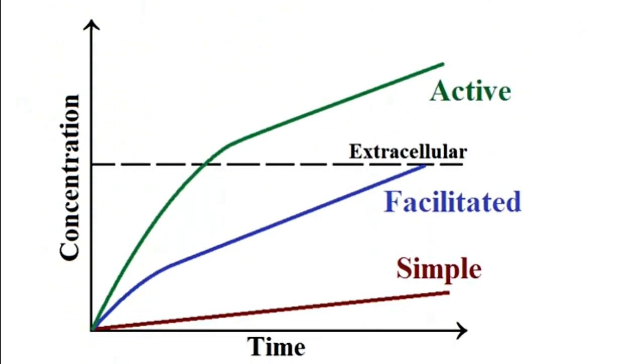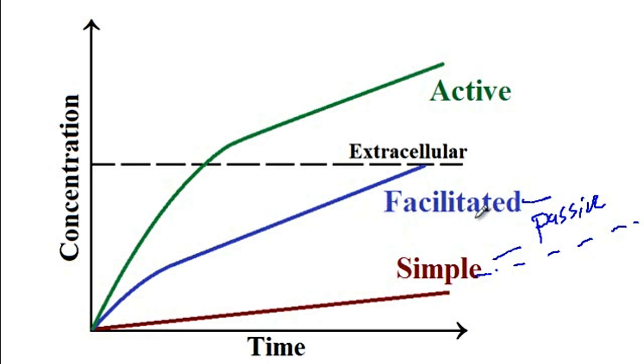So here I have a graph of the active as well as passive diffusion. So here we have the passive diffusion, which divides into simple and facilitated. With the simple, the concentration keeps on increasing, so these are the intracellular concentration, keeps on increasing until it eventually becomes equal to the extracellular concentration, and then it stops there.